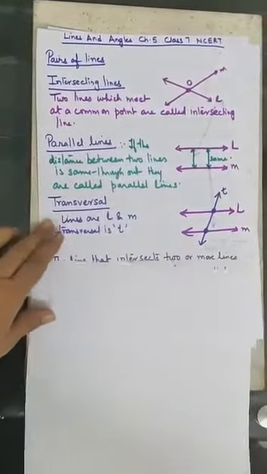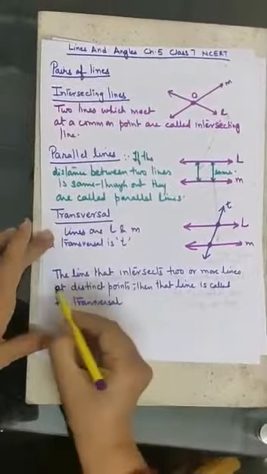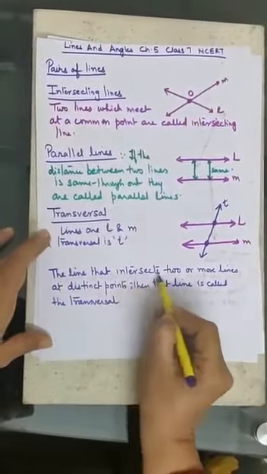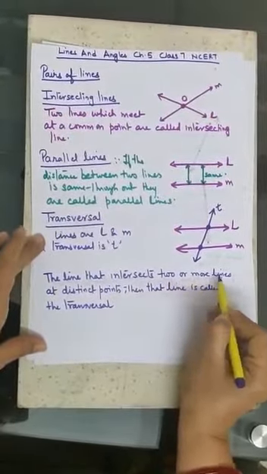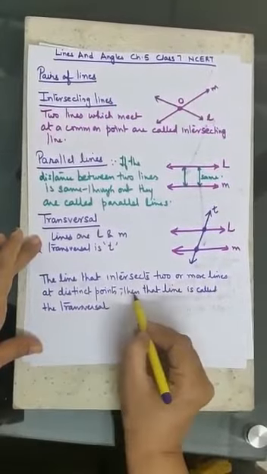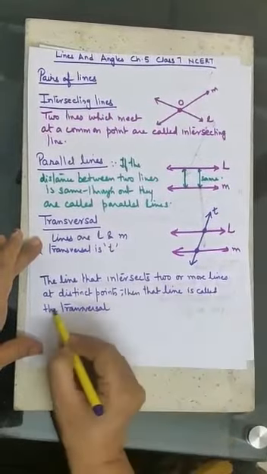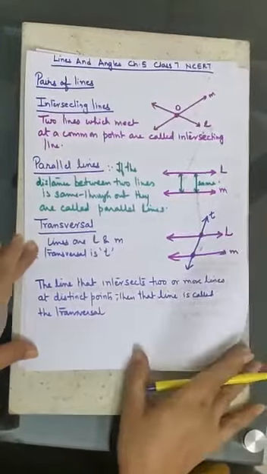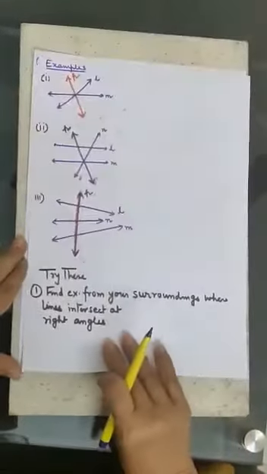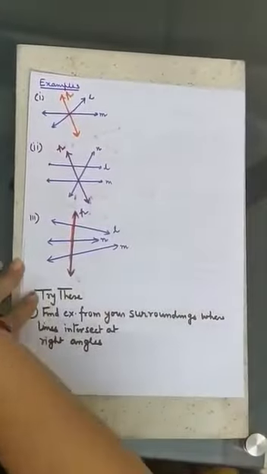So we will define transversal as the line that intersects 2 or more lines at distinct points. Then that line is called the transversal. Got it? Now let us see few examples.